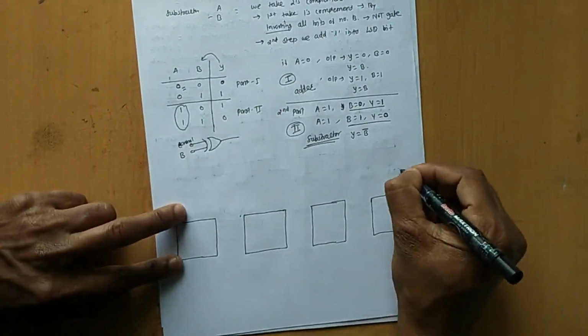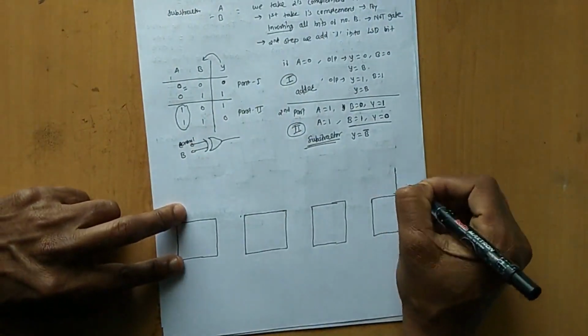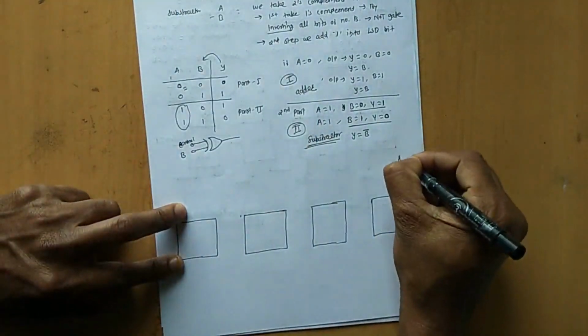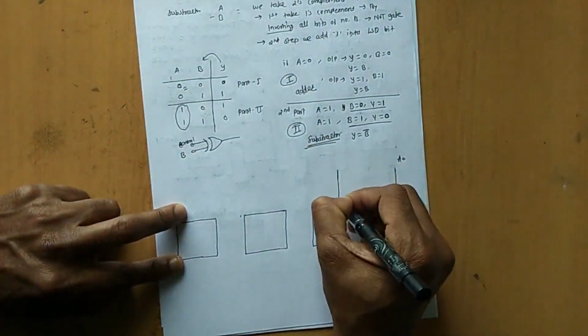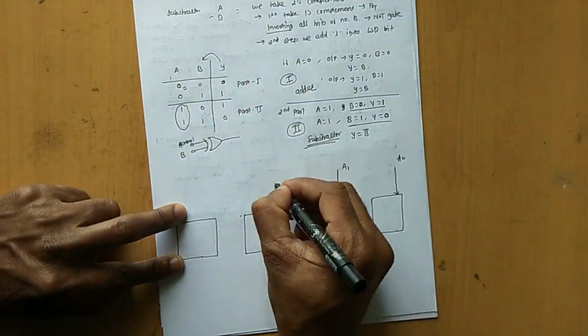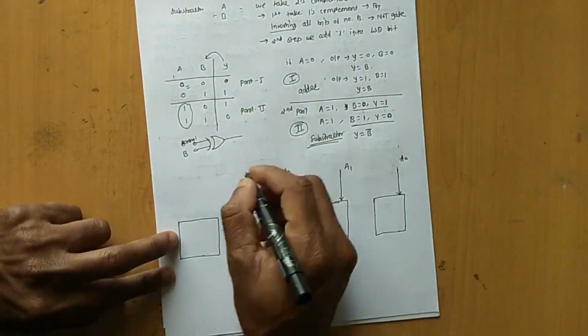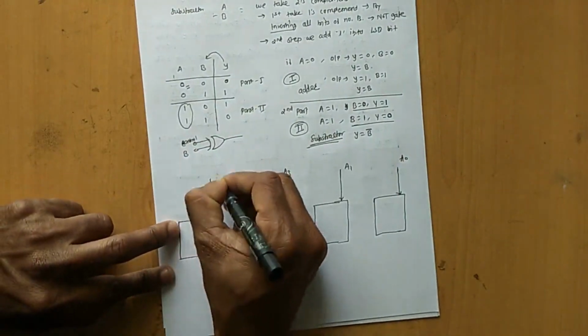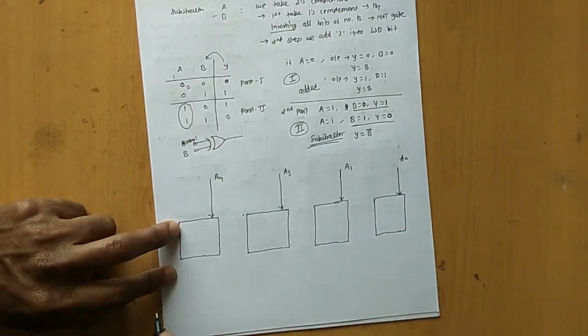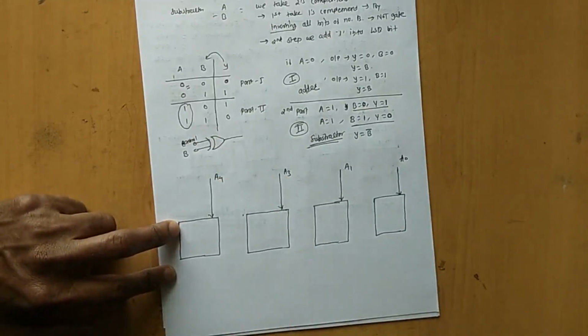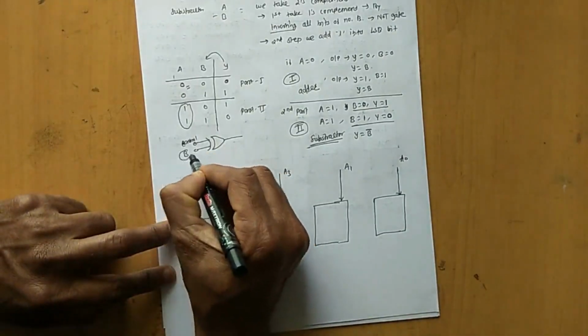Okay, we are not going to do any operation on number A, so number A stays as it is: A0, A1, no change with regard to number A, A3, and this is A4. Okay, next we have to control number B.